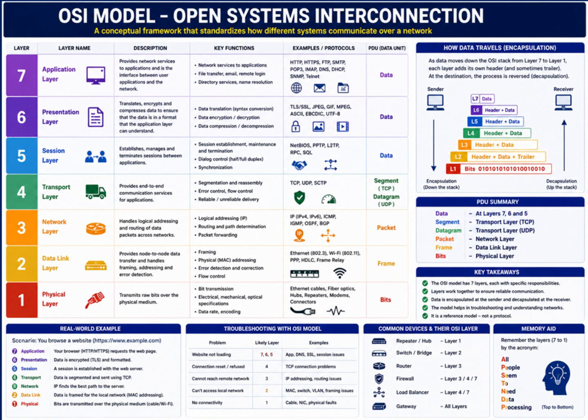The OSI model is also extremely useful for troubleshooting. Network professionals and auditors use it to identify where communication problems occur, whether the issue relates to applications, routing, switching, addressing, protocols, or physical connectivity. The key takeaway is that the OSI model provides a structured way to understand how networks operate, how data moves between systems, and where security and operational controls should be applied across the communication process.